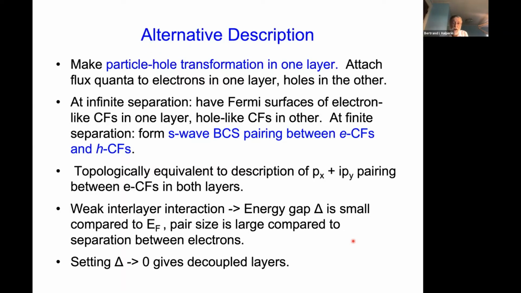I'd like to introduce, however, an alternate description, which is, I think, a little easier in some ways to think about, and that's to take advantage of particle-hole symmetry and make a particle-hole transformation in one of the two layers.